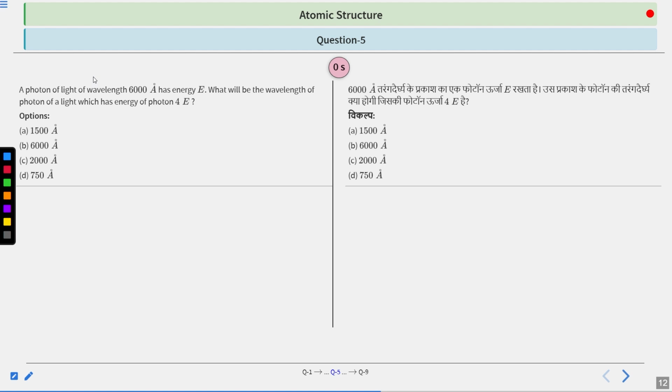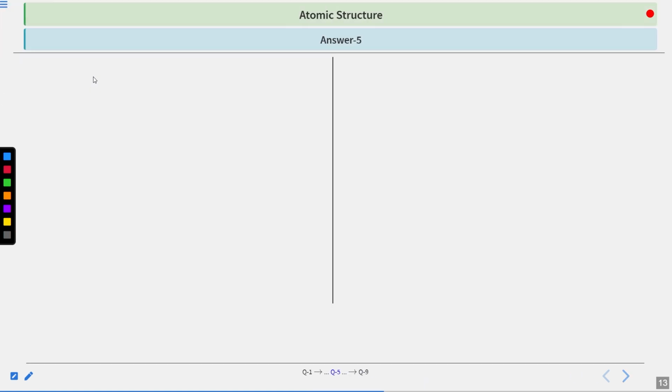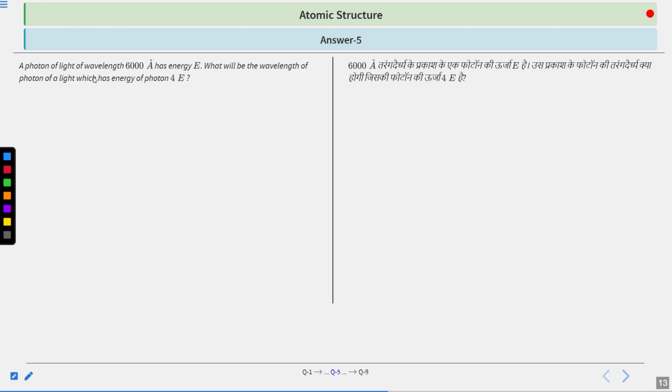Now let us try to solve this question. Before that, first we will try to understand this question. What is the question saying? It is saying that we have a photon which has a wavelength of 6000 angstrom and has energy E. Now, if the energy is 4 times the initial value, that is 4E, then what will be the wavelength? So the correct option is A, which is 1500 angstrom.